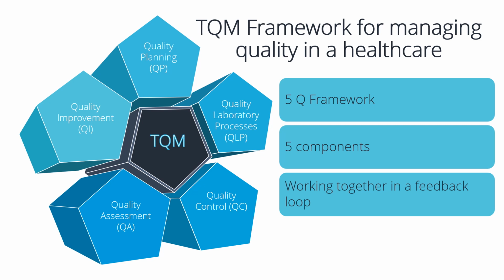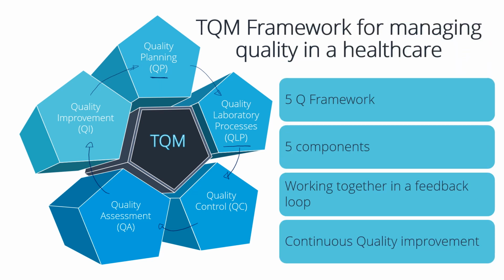So the laboratory processes are all implemented through quality laboratory processes. All of these processes will be measured and monitored through QC and quality assessment. Any error seen in these stages will be improved through quality improvement. And replanning will occur to remove the error through quality planning. The new processes done during this stage will then be implemented in QLP, and this will restart the loop, giving a continuous quality improvement.